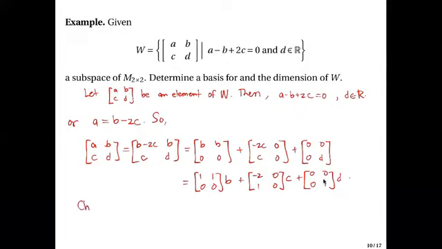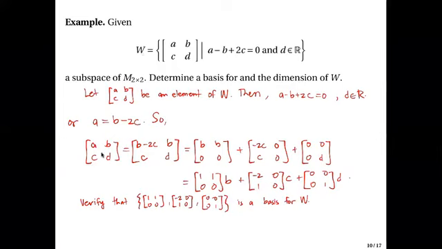So, verify that the set containing these vectors here, 1, 1, 0, 0, comma, negative 2, 0, 1, 0, comma, 0, 0, 0, 1, verify that this set is a basis for W. Basis for W. Meaning they are linearly independent. And of course, they span W.